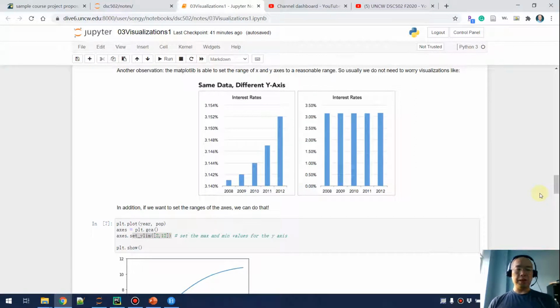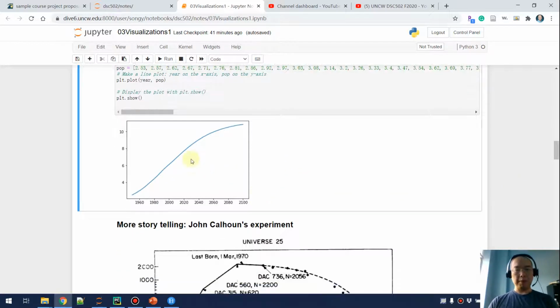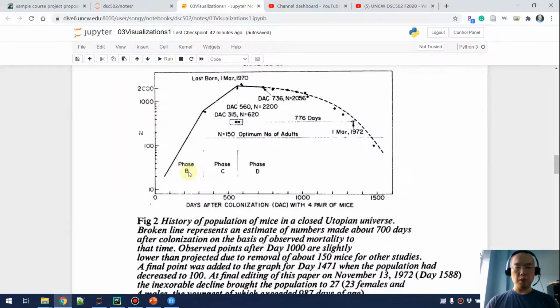Okay, let's continue. Another thing I want to talk about, in the earlier visualization, is this one. Remember, we didn't specify the range of the x-axis or the range of the y-axis, but by handling the data, matplotlib is able to decide the range of the x and y axis by itself. Usually you can trust matplotlib, and you don't have to specify the range of the x and y axis yourself. But if you want to, feel free to do so.